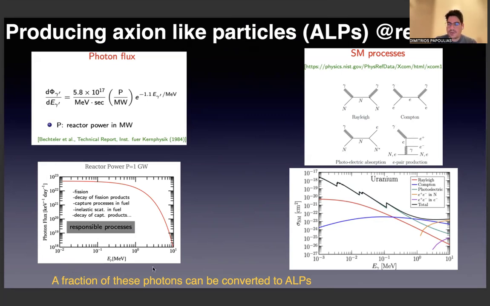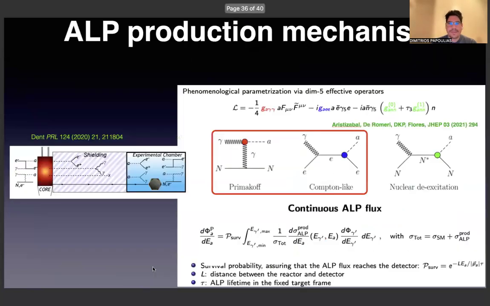So we will take this into account and assume a phenomenological parameterization via dimension 5 effective operators, which enables us to write these couplings between photons and ALPs, between electrons and ALPs, or between nucleons and ALPs. So the first two will lead to a continuous ALP flux, while this one, that I will not discuss further, will lead to monochromatic ALPs because of nuclear de-excitation.